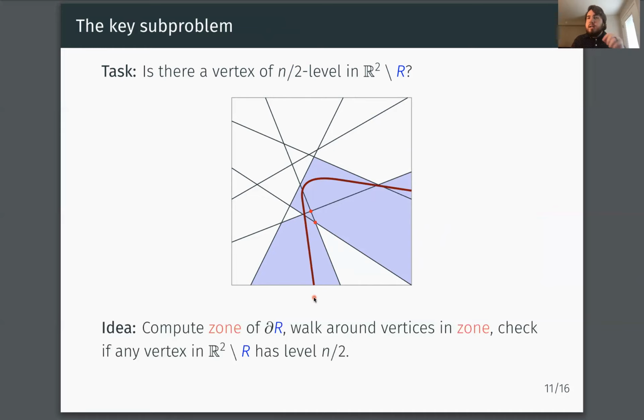Walking around can be done in constant time per vertex, because we start at a vertex, compute its level, and then propagate that information outwards. For a given vertex, we can use the information about its neighbors' levels to get the vertex's level. So we essentially do a graph search type procedure. And this can all be done in n log n time, because we just have to compute the zone, and then we walk around the vertices of the zone in linear time.